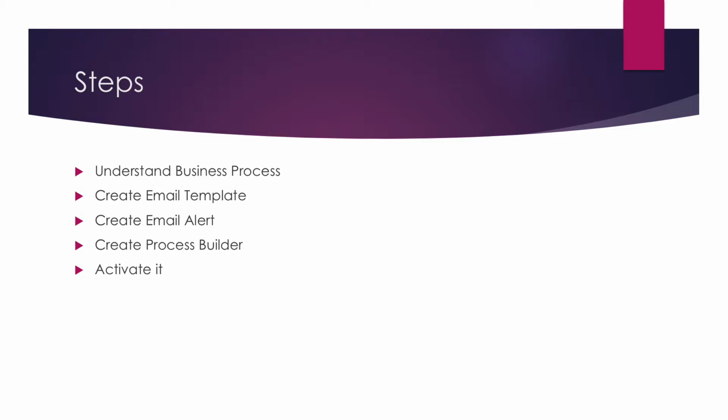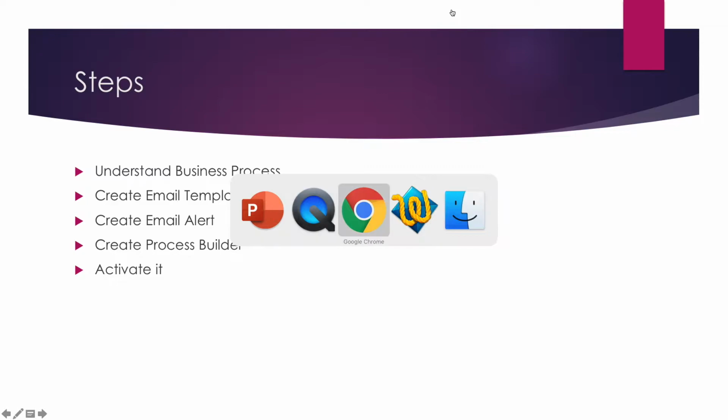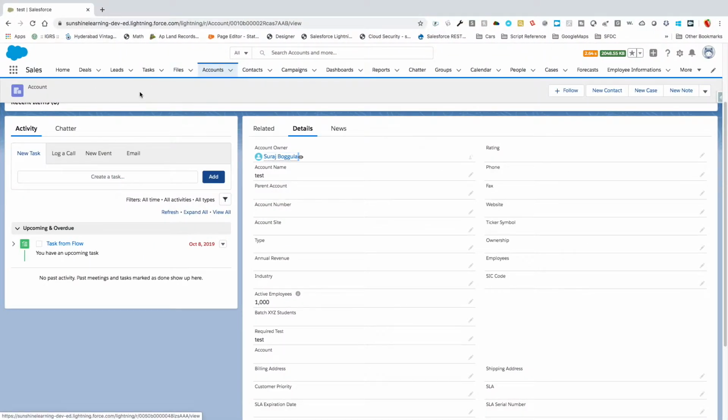So first understand the business process, then create an email template, then create an email alert, and then go to the process builder and create a new process builder. Let's see how to do this. For this, I'm going to use my Salesforce trial edition.